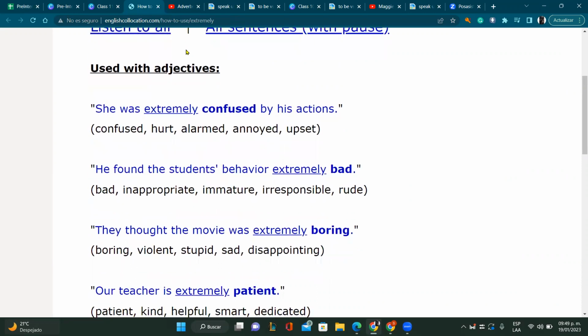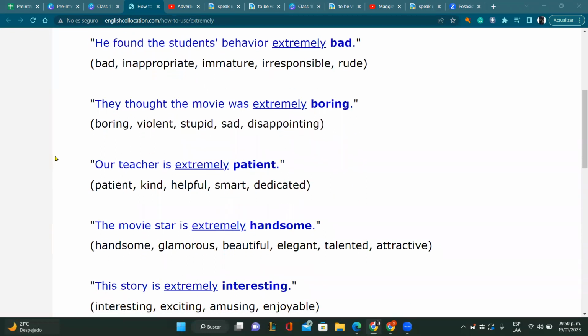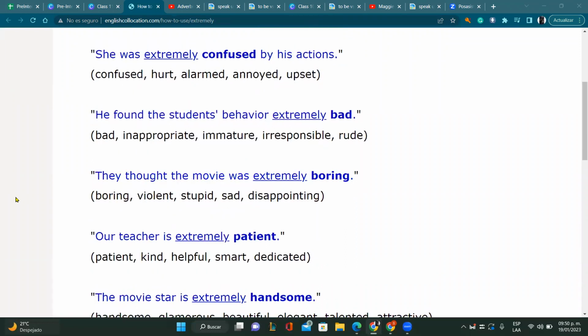Then we have another one. Help me with the second one, please, Alfredo Gonzalez. He found the students' behavior extremely bad. Excellent. He found the students' behavior bad? No, he found the students' behavior extremely bad. Continue, Christian Martinez. The third one. They thought the movie was extremely boring. Excellent. The movie was extremely boring. Don't see it or don't watch it, okay? Behavior means comportamiento, okay? Thought, this is the past of think. They thought, ellos pensaron, ellos creyeron que la película estaba extremadamente boring.